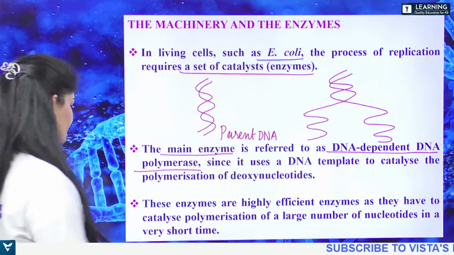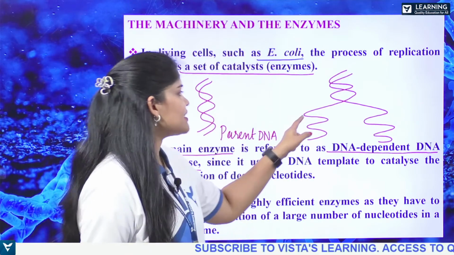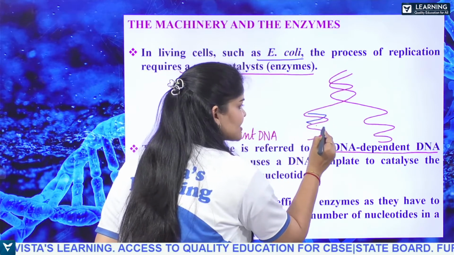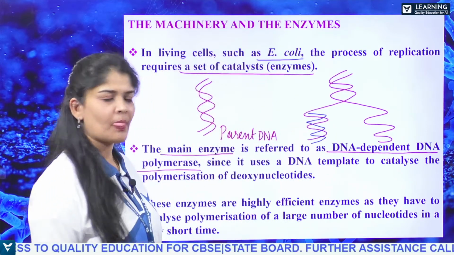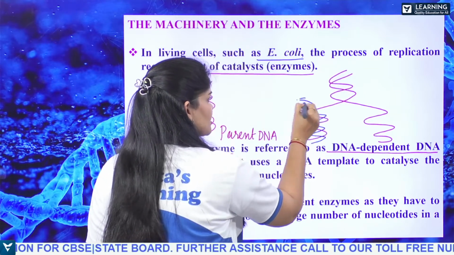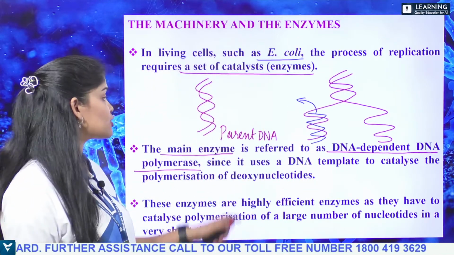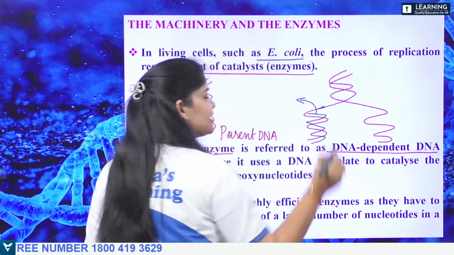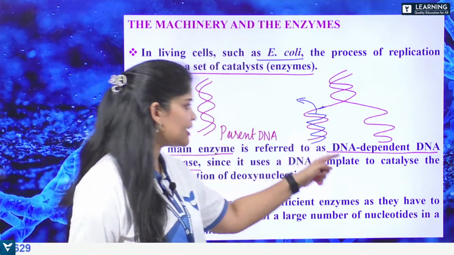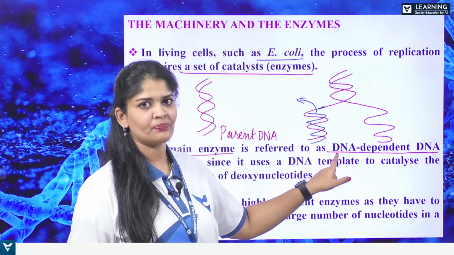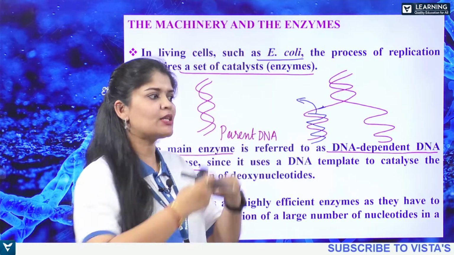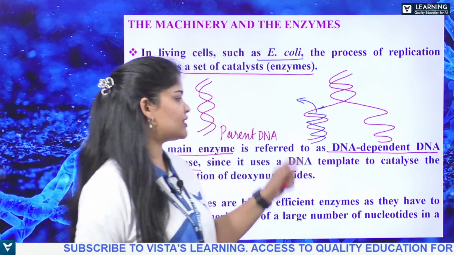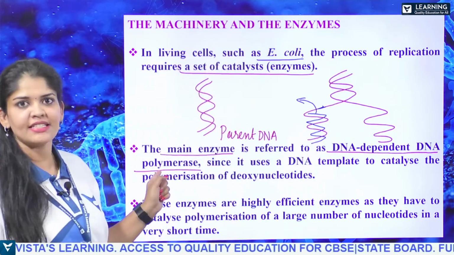While this is happening, this single strand is going to act as a template for the formation of a newly synthesized strand on it. This newly synthesized strand requires an enzyme, and that is called DNA polymerase. As the DNA polymerization depends upon the parent DNA strand, that is what we call DNA dependent. The DNA polymerase enzyme depends upon the parent DNA, taking it as a template to produce a new daughter DNA. That is why the name is DNA dependent DNA polymerase enzyme.